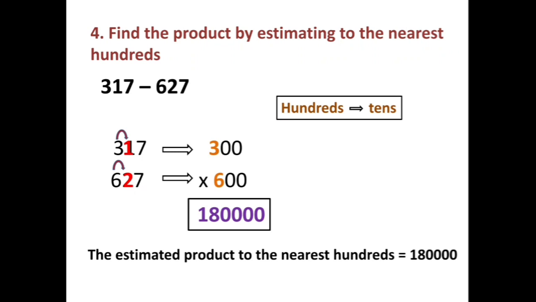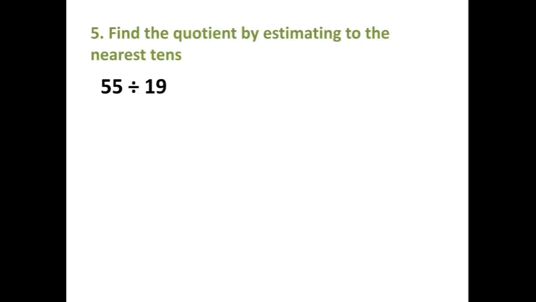Let us solve the next problem. Find the quotient by estimating to the nearest tens. Quotient means we have to do the division. Now the question is given: 55 divided by 19. So since it is tens, we have to do the estimation to the nearest tens. We have to check the ones place value. Now in 55, which number is in ones place? 5 is in ones place. So now we have to do the comparison between 5 and 5 itself.